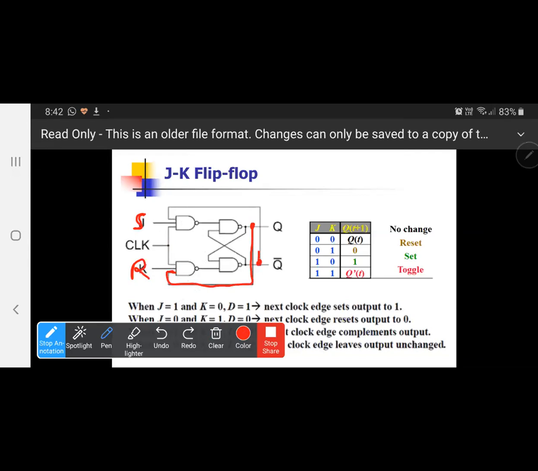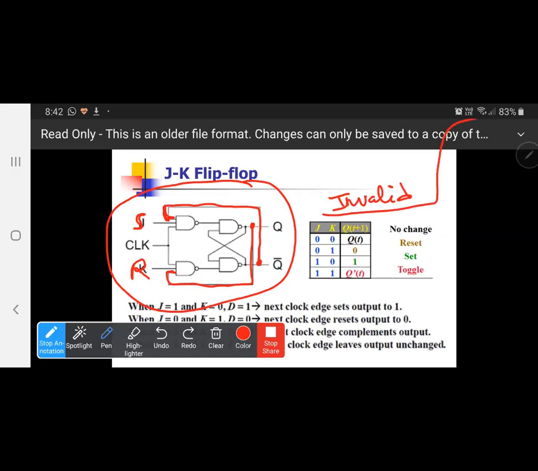Even here, the output Q bar will be the input of this, and because of this arrangement, the invalid condition can be removed. Now the invalid condition is removed. Understand or not? So J is equal to S and K is equal to R. It will be like this. So it's called JK flip-flop or JK latch. Clear?